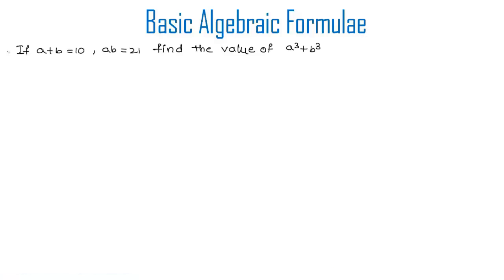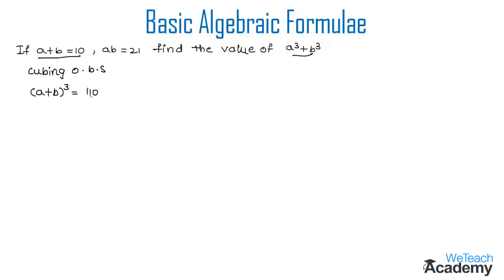So here we have, if a plus b is equal to 10 and ab is equal to 21, then we have to find the value of a cube plus b cube. As we have to find the value in cube terms, let us cube both sides of the given condition. So we get a plus b whole cube is equal to 10 whole cube.